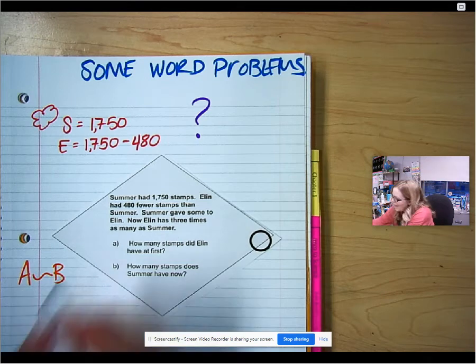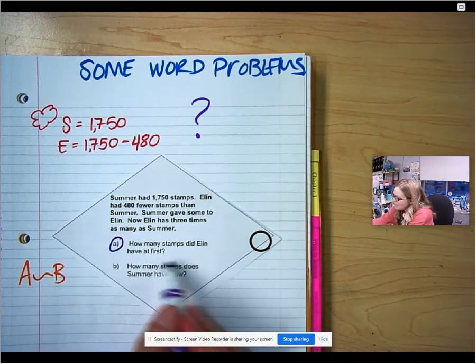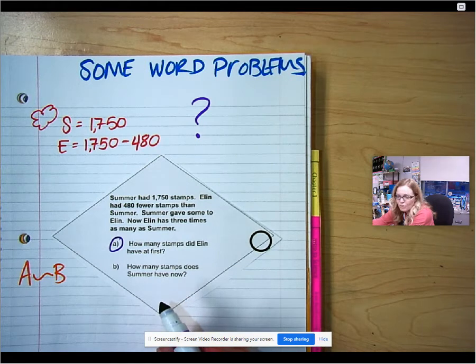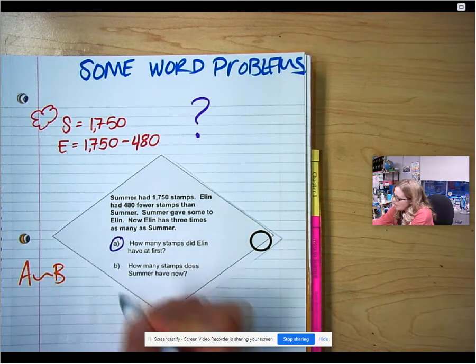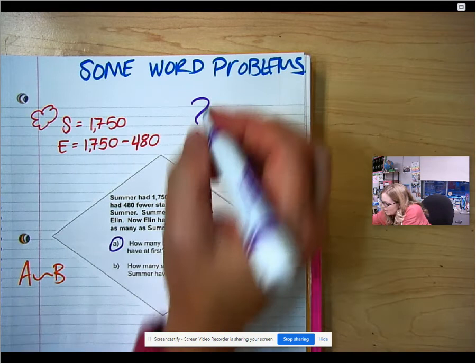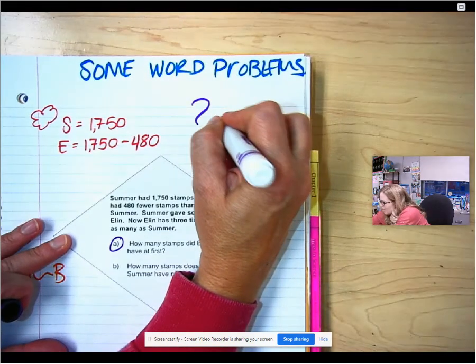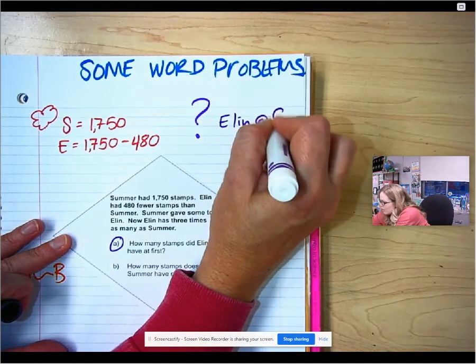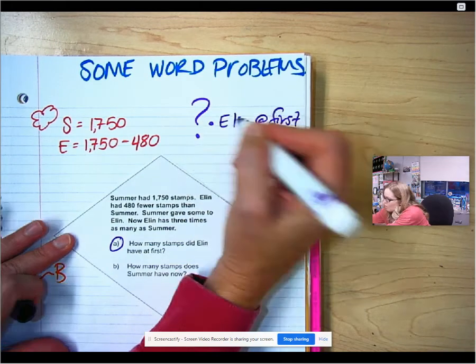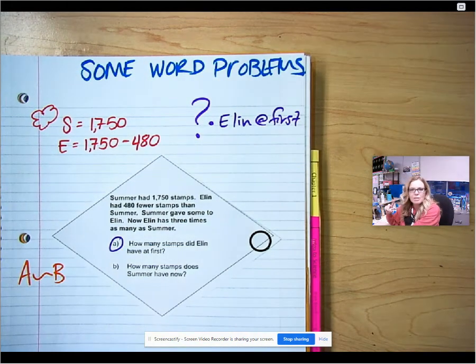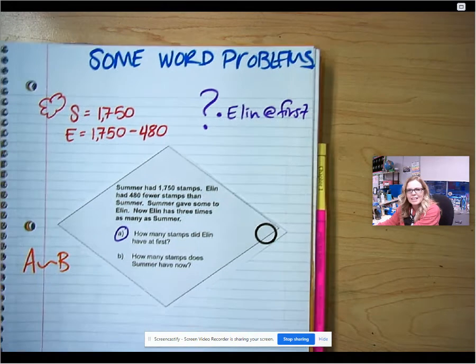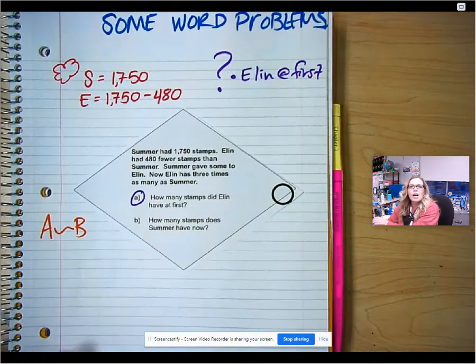What are we being asked? We're being asked, how many stamps did Elin have at first? And then we're being asked, how many stamps does she have now? Or does Summer have now? So Elin at first, that's what we're solving for on the first go around. So how are we going to do that? I'm going to use a before bar model and an after bar model.